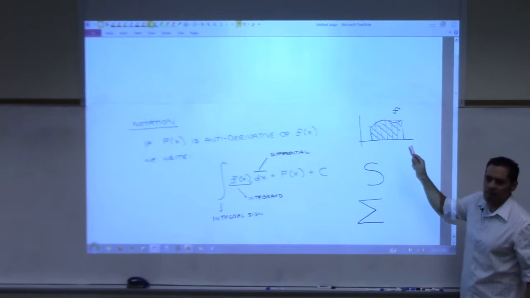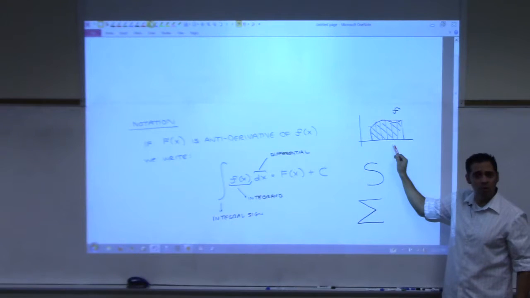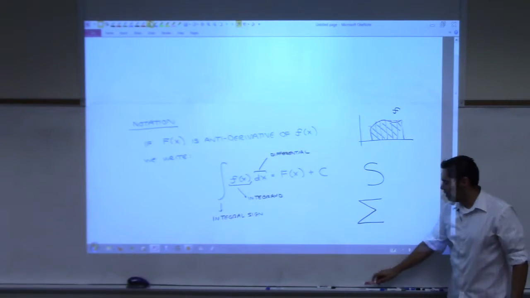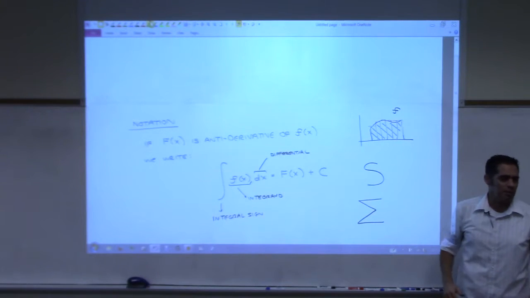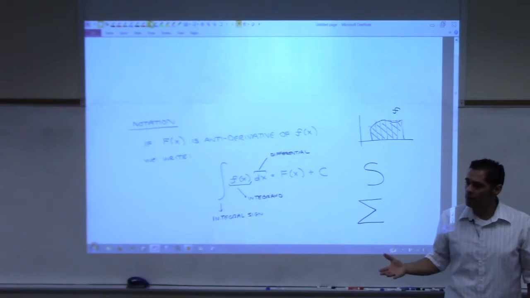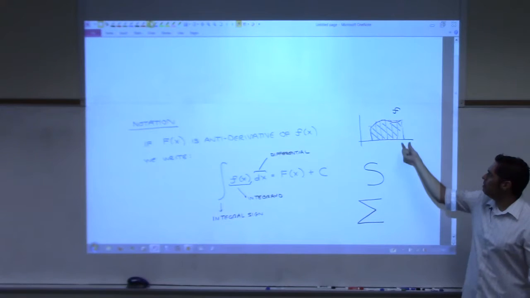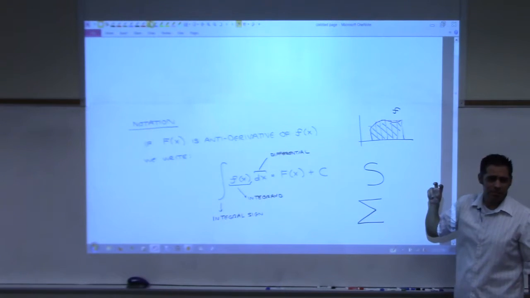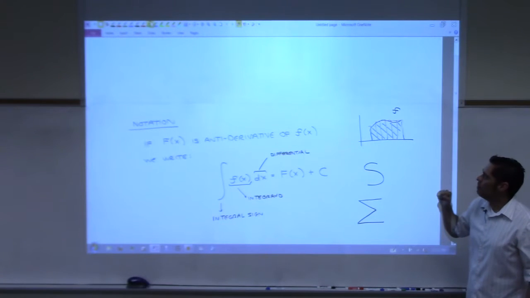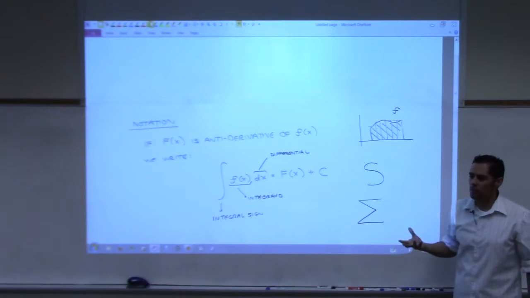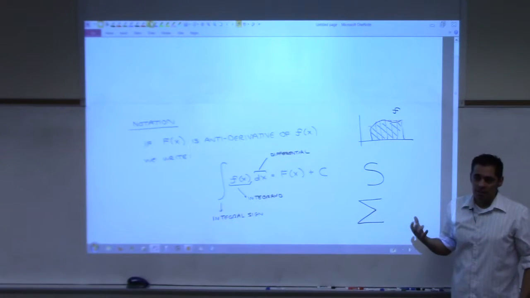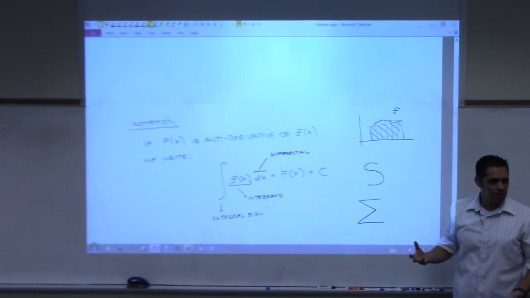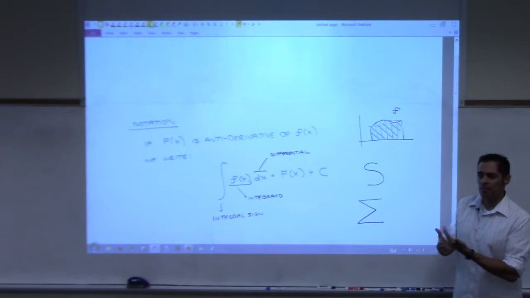But the way I could get a better approximation is to use more rectangles, right? If I put 10 rectangles in there and found the area, that would be a decent approximation. If I put 100 rectangles, it would be even better, wouldn't it? Because they would get more narrow. I'd have less error. Yes? Okay. What would happen if I put an infinite number of rectangles in there? That's exactly what we do. It's a limit. We do a limit.